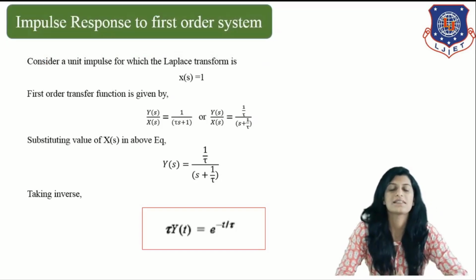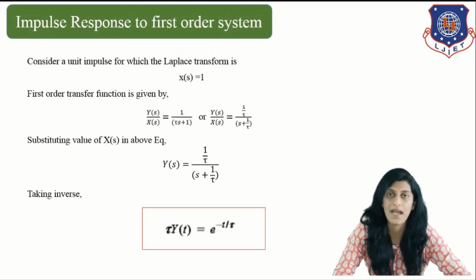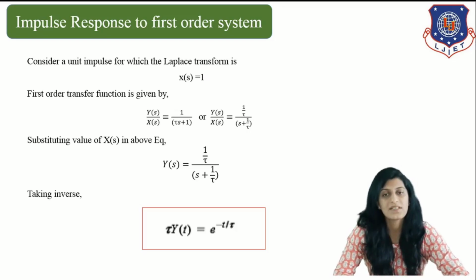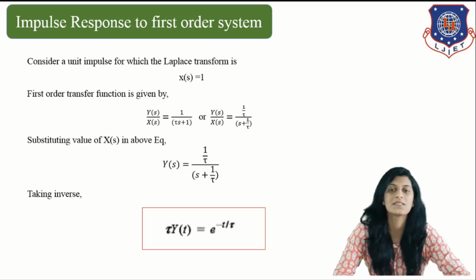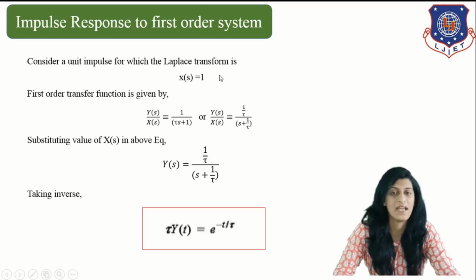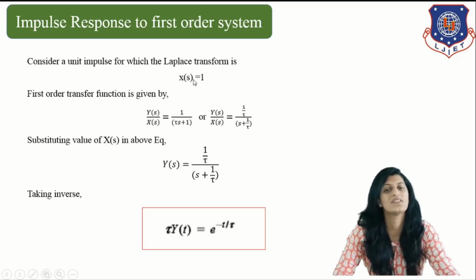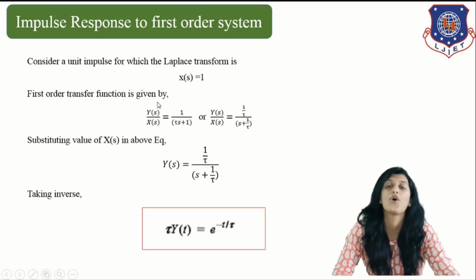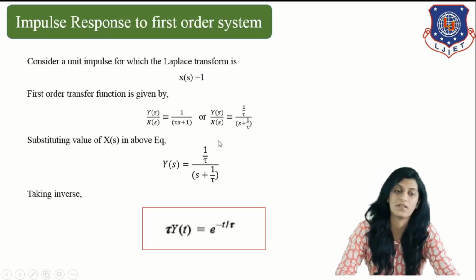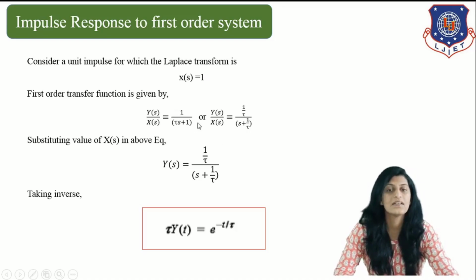Now, let's discuss the next input method, which is the impulse input method. In case of impulse input, we simply need to put the value of X(s) as 1, and just substitute this value in our original transfer function, which is Y(s) upon X(s) equals 1 upon tau s plus 1. So you will get the desired equation in the form of Y(s) equals 1 upon tau s plus 1.